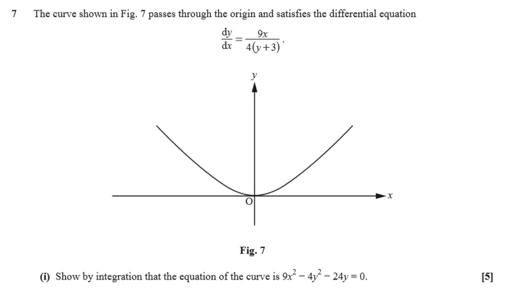Today we're doing section B of the 2017 paper C4. So let's go and have a look at question 7. Question 7 involves a differential equation, dy/dx equals 9x over 4(y + 3), and the curve is shown below. Part 1: show by integration that the curve equation is 9x² − 4y² − 24y = 0.